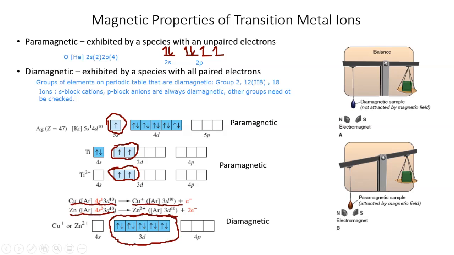So again, what you're looking for is lone electrons. If a species has lone electrons, it's paramagnetic. If it doesn't, it's referred to as diamagnetic. And this is important because when you start looking at things like NMR, nuclear magnetic resonance, those species that are paramagnetic cause issues with NMR. They affect the magnetic field.